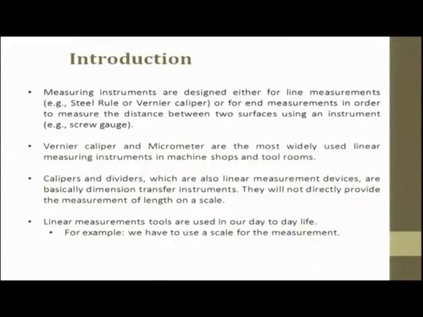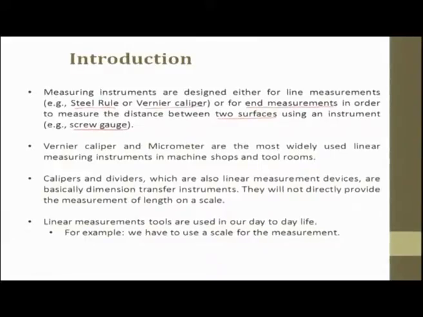So, measuring instruments are designed either for line measurement or for end measurement. We saw earlier how we convert line to end and end to line. When we talk about line measurement, the examples are steel ruler or vernier caliper. End measurement is always to make sure that the flat surfaces are in contact, and then we try to measure the length. Example is screw gauge.